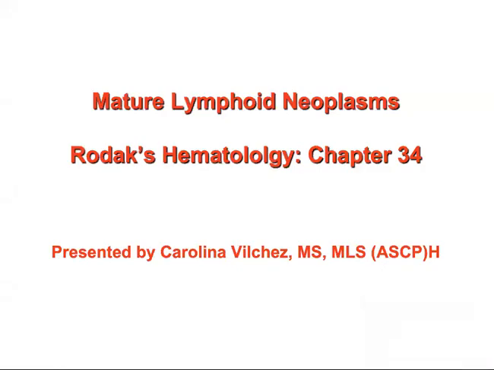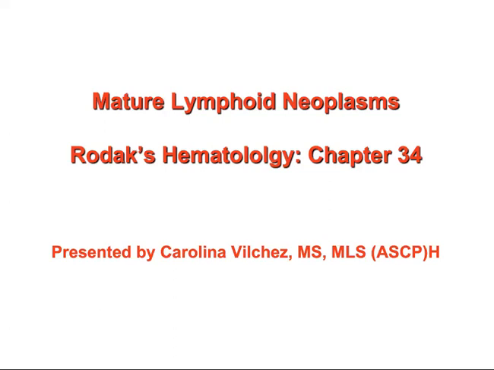Okay, so this is mature lymphoid. Yesterday we talked about acute leukemias, and we saw two of the main ones. We talked about acute lymphoid leukemias and then acute myeloid leukemias. So there's a lot going on with them, right? Now we'll move over to the mature lymphoid.